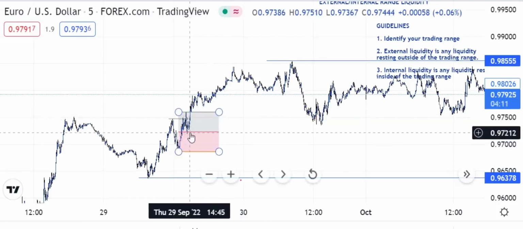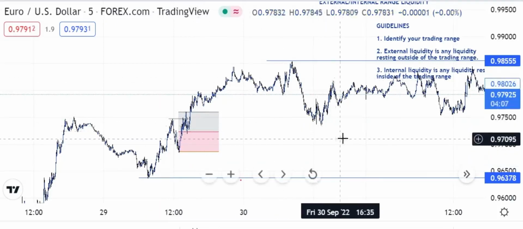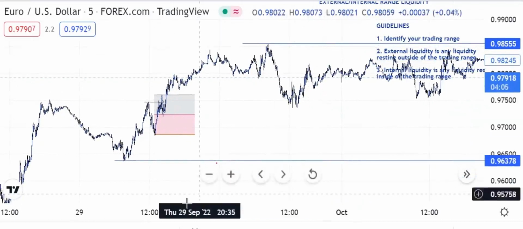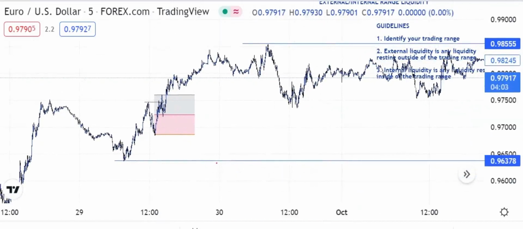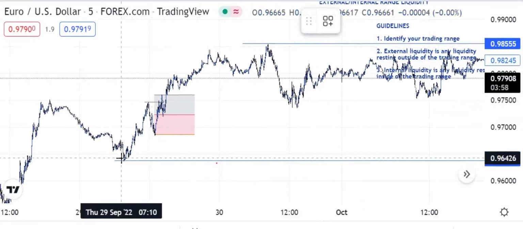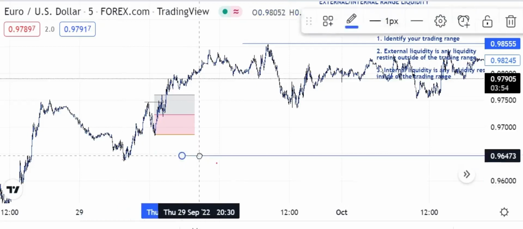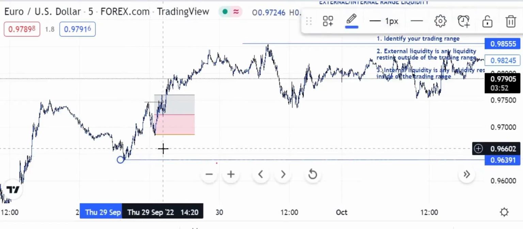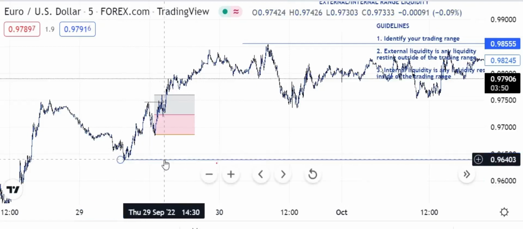This is another internal liquidity, but overall on your higher time frame, look at your trading range on your higher time frame. Let me show you the overall trading range, because what I'm showing you here now is the M5 trading range. Oh God, sorry guys, sorry about that.